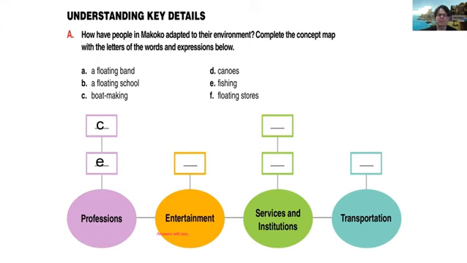What type of entertainment did he show in the TED Talk? The floating band. All right, what type of services and institutions does Makoko have? It has a floating school and floating stores. So there's only one left. The type of transportation that they use in Makoko are canoes. So the answers here are C, E, then A, then B, F, then D.